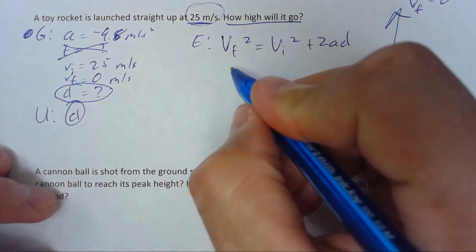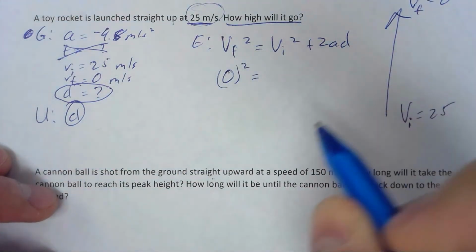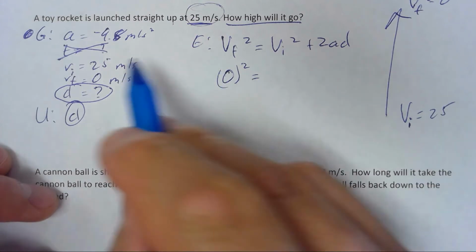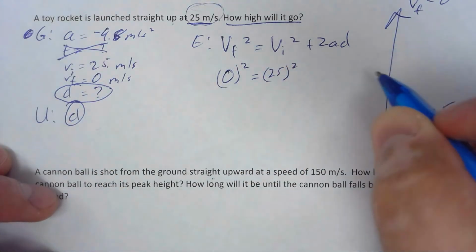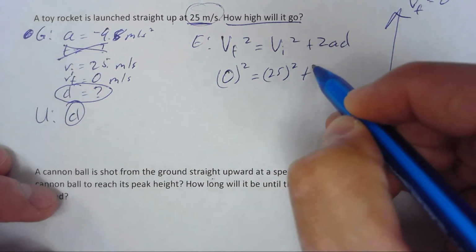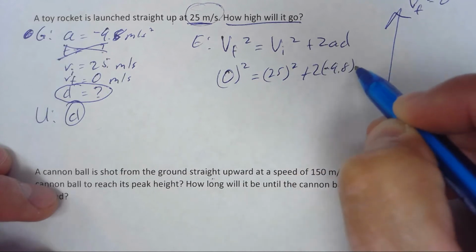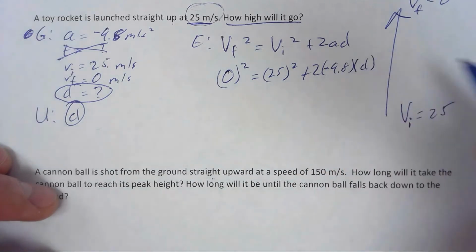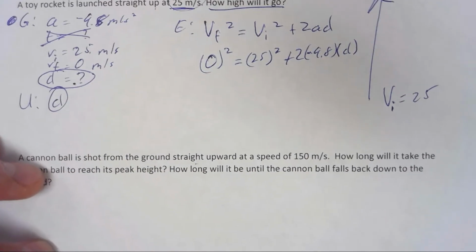So we plug numbers in. VF is 0. That one's going to turn out real easy, isn't it? VI, 25. Don't forget the squared. Plus 2, A is negative 9.8. D, don't know. That's what we're solving for. Now we can simplify.